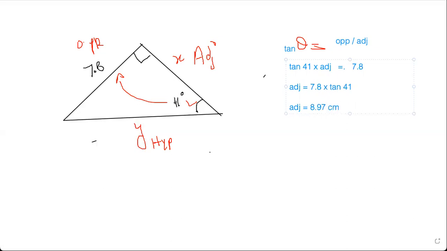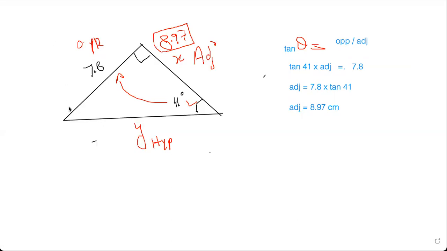centimeter. If the lengths are given in centimeters, you have to write centimeter here. If the lengths are given in meter, you have to write meter here. If the lengths are given in millimeter, you have to write millimeter here. There is no conversion. Okay, so what is adjacent? This is actually x. So you can write the value of adjacent here, which is 8.97.